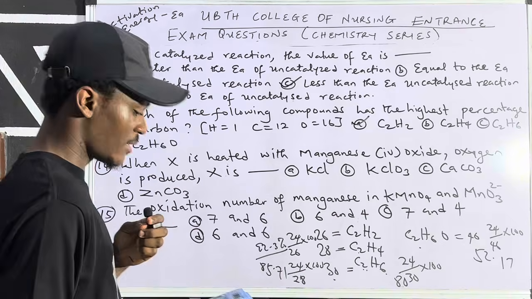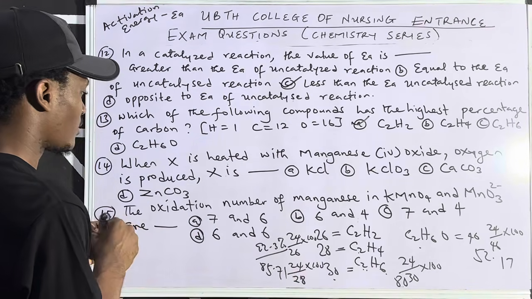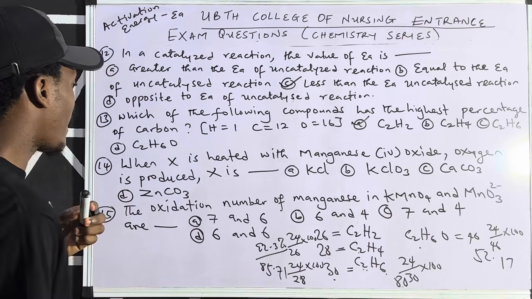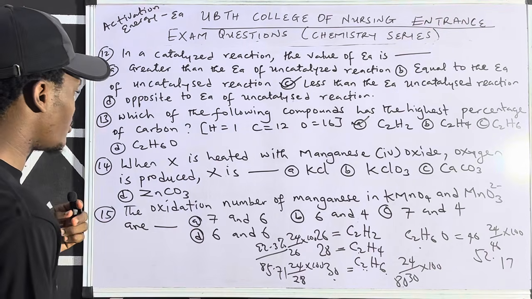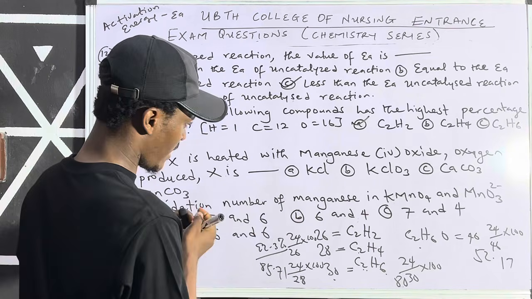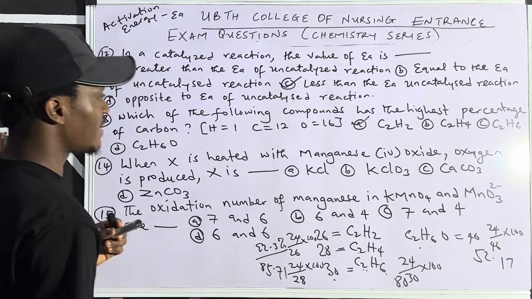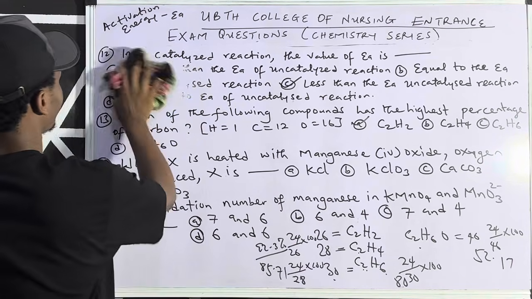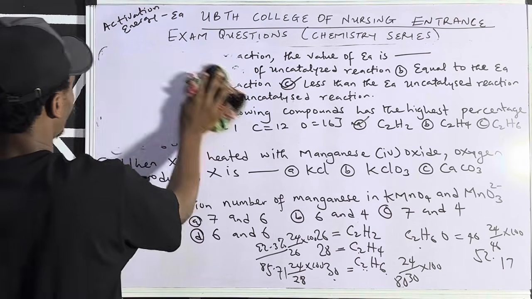All right. So let's see question 14. Question 14 says, when X is heated with manganese oxide, oxygen is produced. X is dash. Then these are the options. Option A, KCl. Option B, KClO3. Option C, CaCO3. Then option D is ZnCO3.